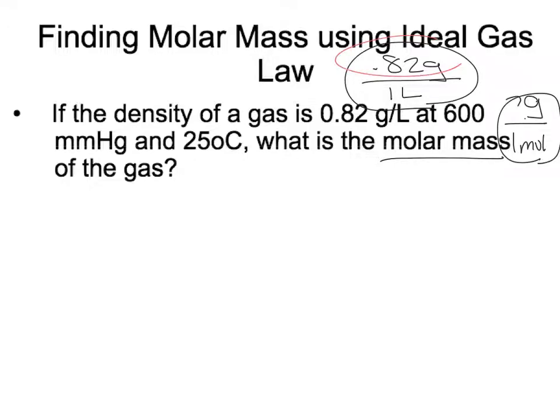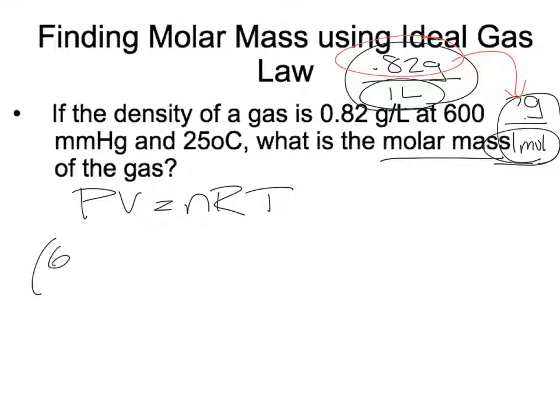But realize that we actually already have the grams. It's 0.82 grams. The only thing we don't have is this is in liters and we want 1 mole. This is 1 liter, we want 1 mole to answer our question. So this is what we're going to do. Again, we're going to use PV equals nRT for so many things. As long as conditions aren't changing, we're just going to use PV equals nRT.